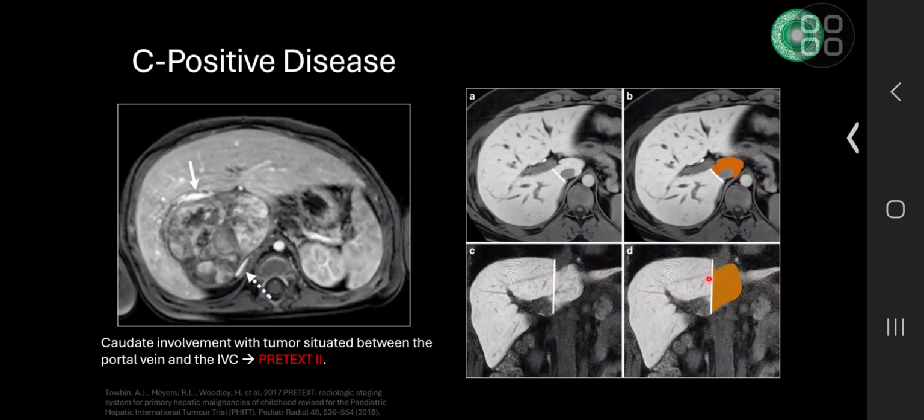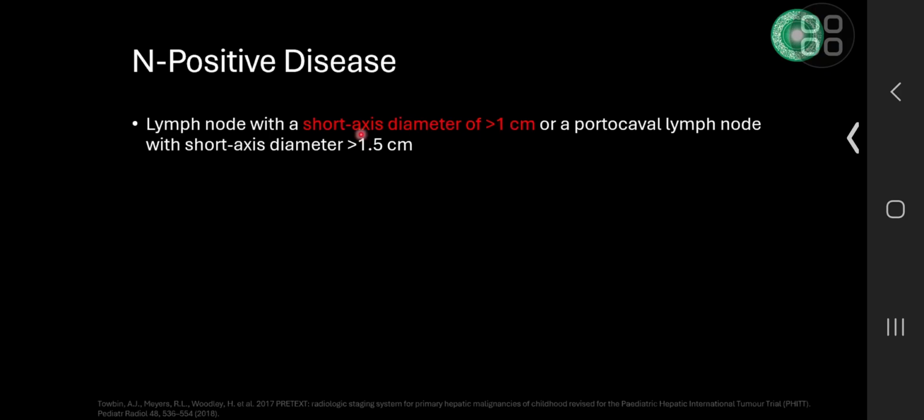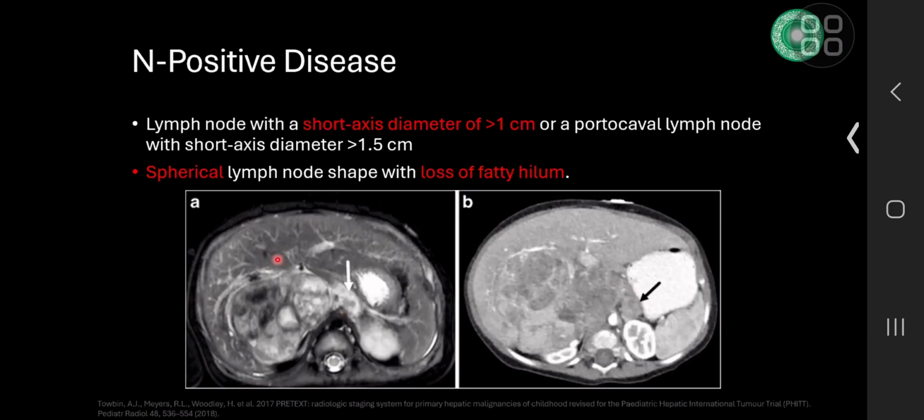N positive disease is obviously when there is lymphadenopathy with a short axis diameter of more than 1 centimeter. And for portocaval lymph nodes, the short axis diameter should be more than 1.5 centimeters. Spherical morphology and loss of fatty hilum are additional features. And on these images, you can see that the tumor is located within the caudate lobe, and there are additional retroperitoneal lymph nodes. So this was N positive disease.